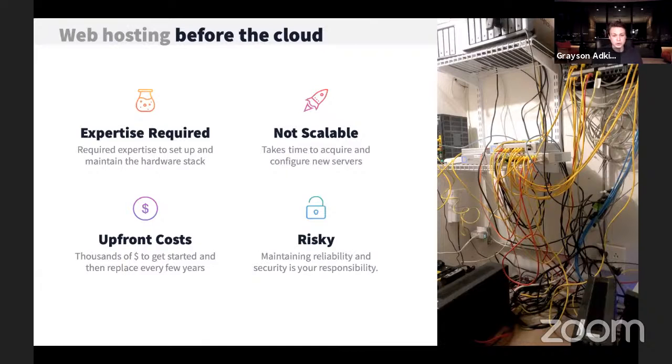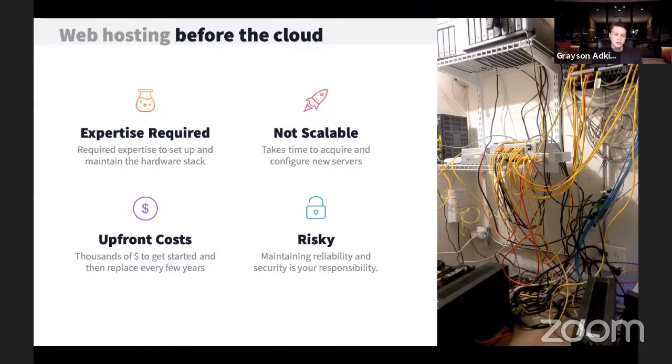As you can imagine, it's also not scalable. It takes time to acquire and configure new servers. There are upfront costs associated with that as well, thousands of dollars to get started. And then, just like your laptop, every few years it's going to become dated and need to be upgraded and replaced. It was no different for web hosting and cloud servers. And then finally, it's risky.